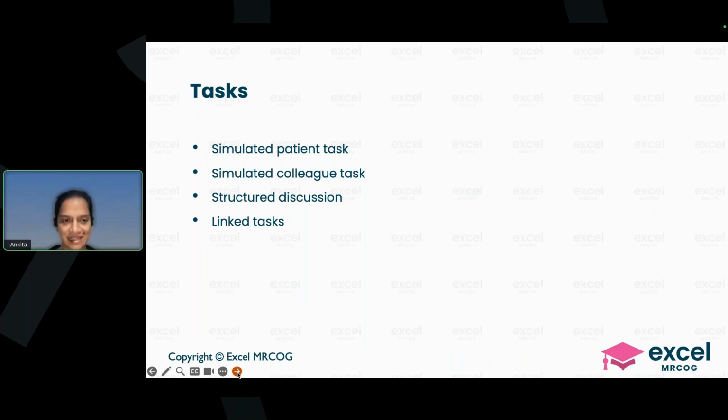Okay, so those are linked stations, nothing different, but you may get a linked task and you may get confused in the exam because it is there on the website of the RCOG that there could be certain linked tasks. So one task is linked to the other. One task follows the other. So that is how you would have your task. So once again, you have simulated patient tasks, you have simulated colleague tasks, and you have structured discussion. This is something that you really need to look into when you're starting the reading part of the task.